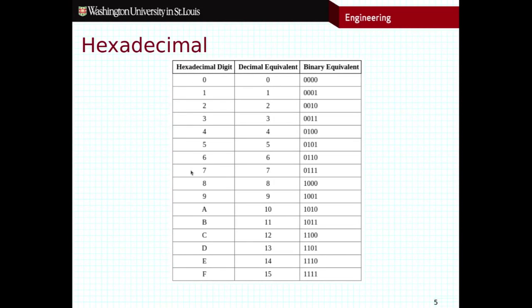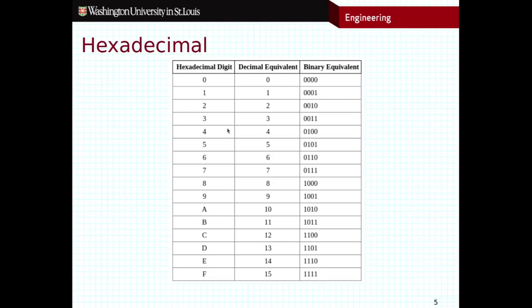Now we only really have 10 digits to use, so to get those extra digits, we start using letters of the alphabet instead. You can see here the letters of the alphabet down at the bottom, representing the larger values within the hexadecimal system, where A represents 10, B represents 11, C represents 12, etc.